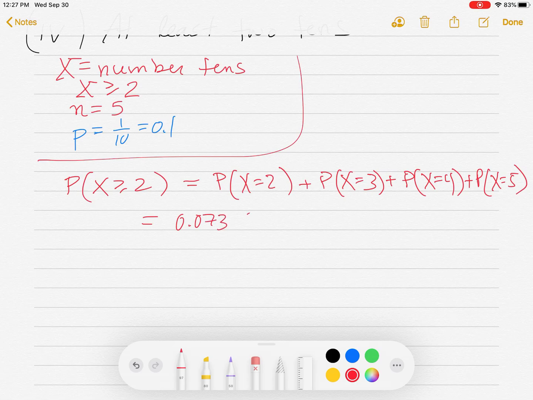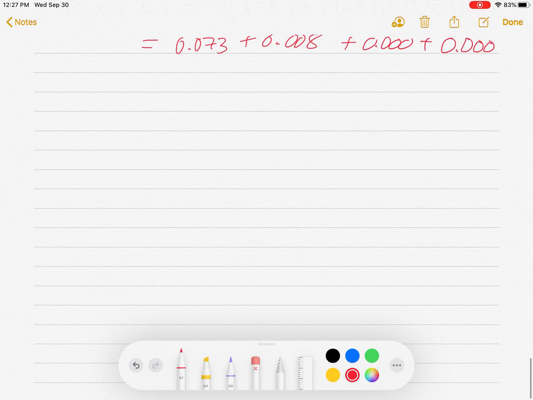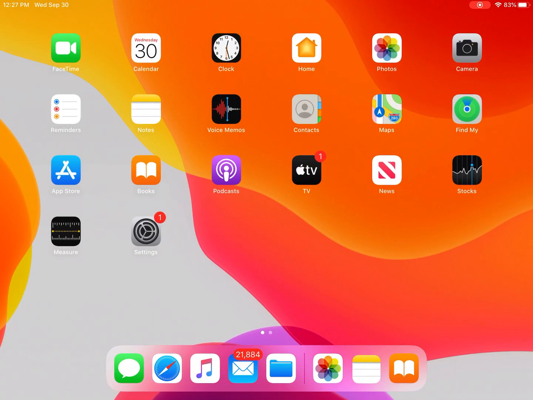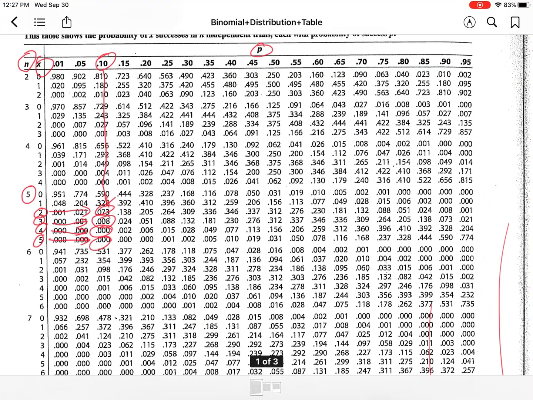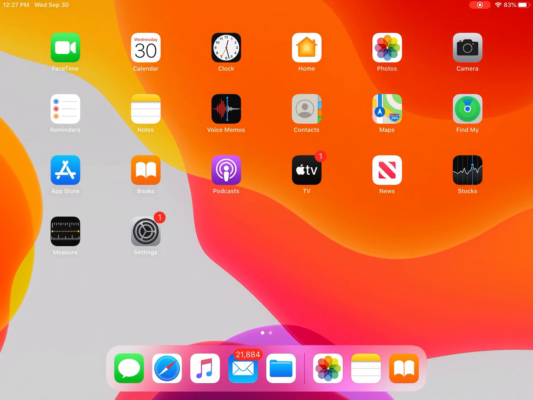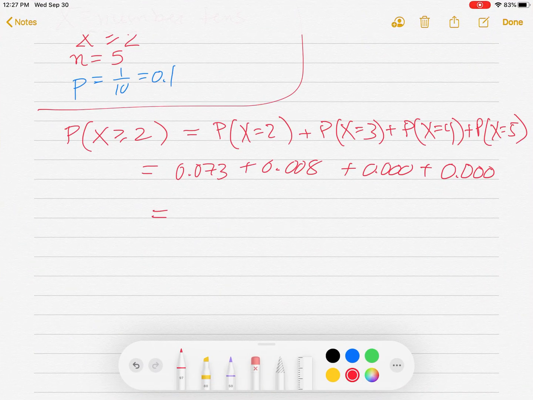Okay, I got to get off this. There it goes. 0.073, 0.008, and the rest are 0. 0.073 plus 0.008, and the rest are 0. I think that's right. Let me go back and just double check. My memory is like a fish memory. So I have these numbers up, and I should get 0.081.